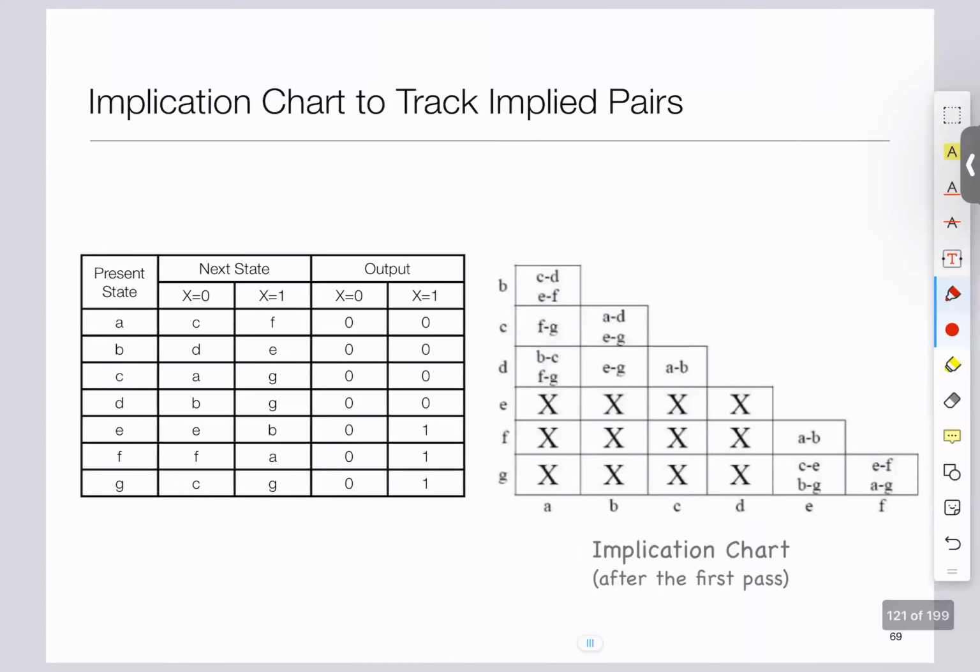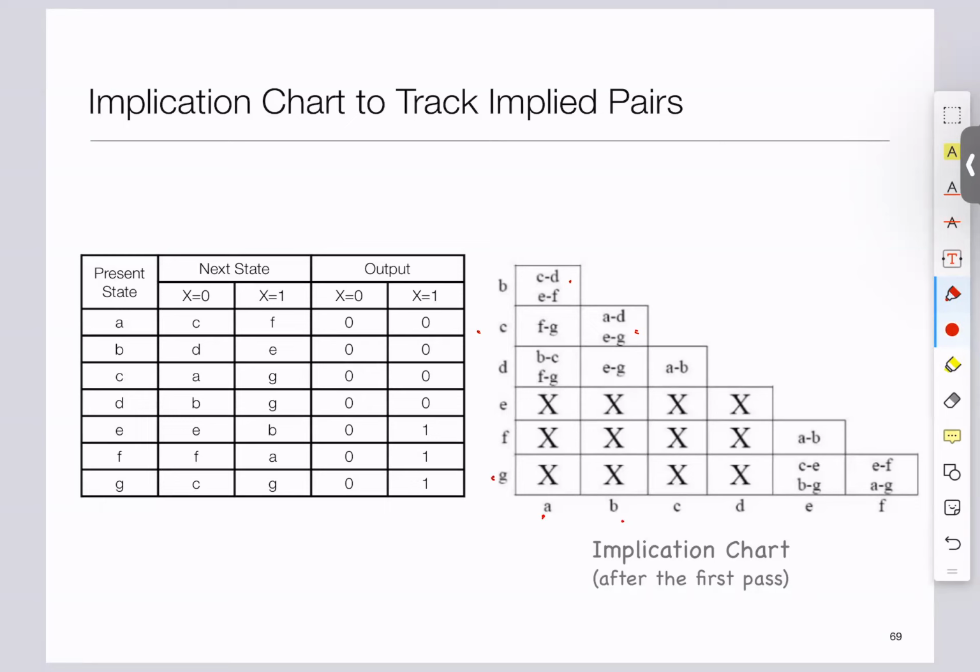pass, in each square, like let's say this square, we are going to write down the condition under which B and A are equivalent. And we'll write X if there's no way B and A can be equivalent. Likewise, in this cell, we are going to write when C is equivalent to B, and so on and so forth. So let's start with G and A.